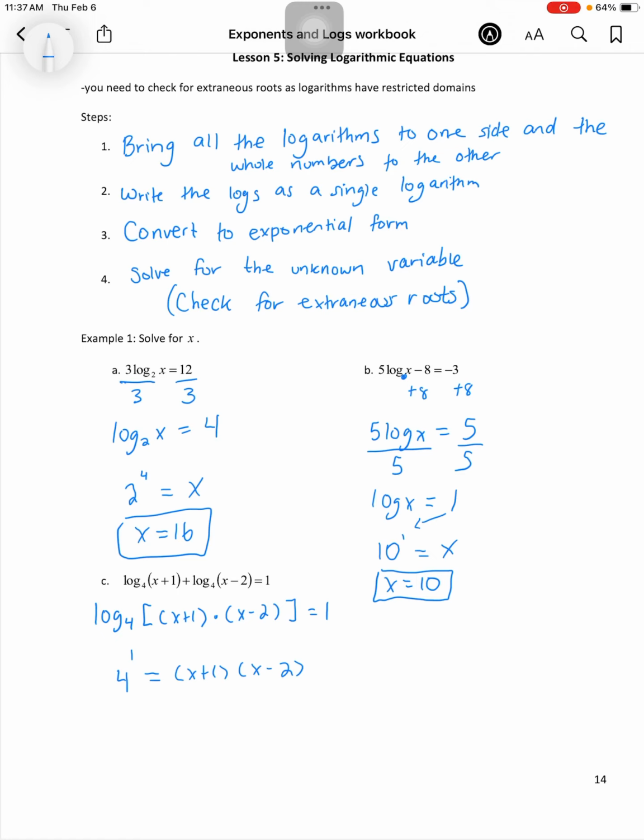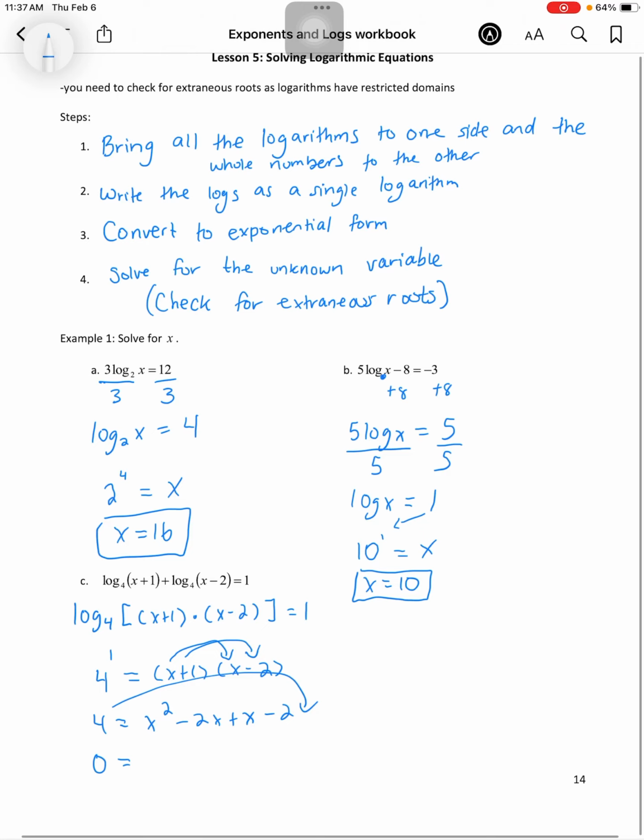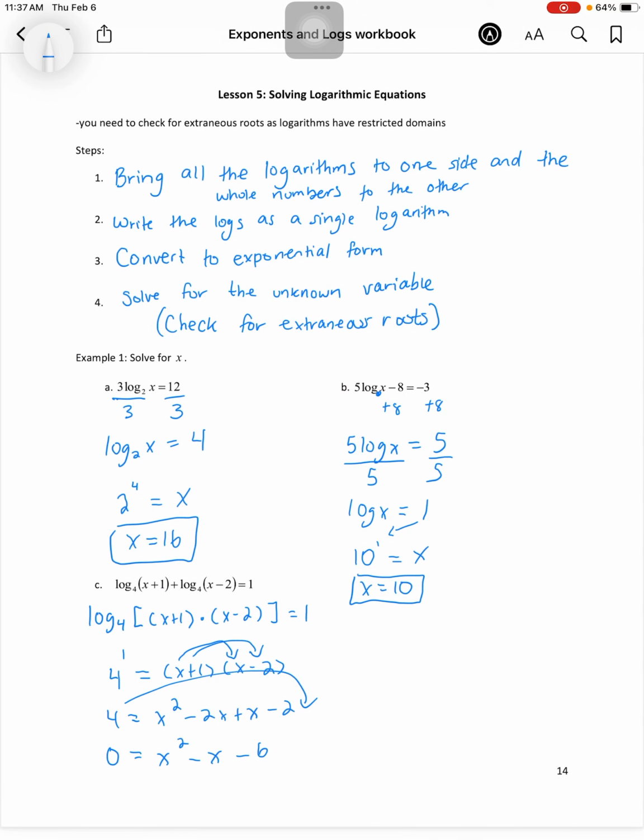So now from here, as you can guess, we're just going to be FOILing it out or distributing. So here these get FOILed out, and you're going to be left with 4 equals x squared minus 2x plus x minus 2. And if you simplify that and you move 4 to the other side, you're going to get 0 equals x squared minus x minus 6. And now we start factoring. So 0 equals x minus 3, x plus 2.